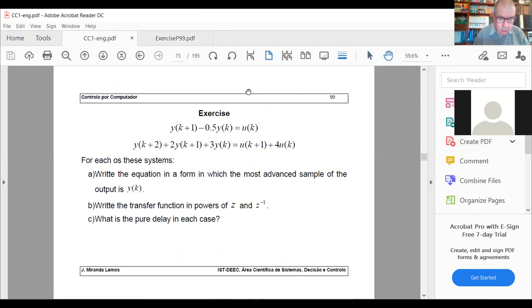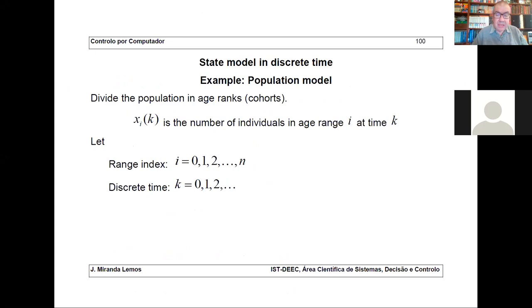So let's see another thing. Up to now we have been seeing input-output models, but you probably know that we have another type of models in which we have some internal variables. This is the state model. So let me give you an example. Start by considering a population model. The population can be birds or fish or washing machines. So consider the set of washing machines in Lisbon.